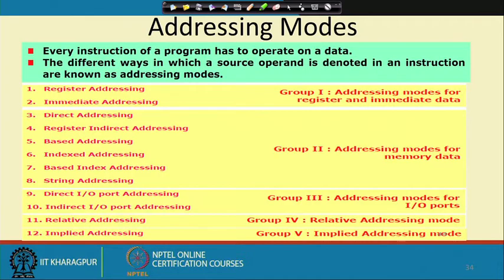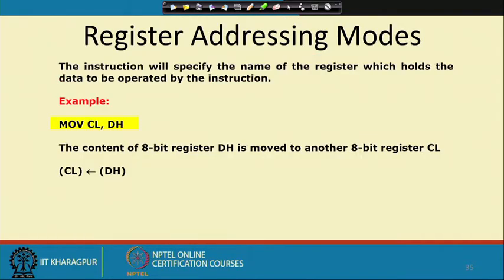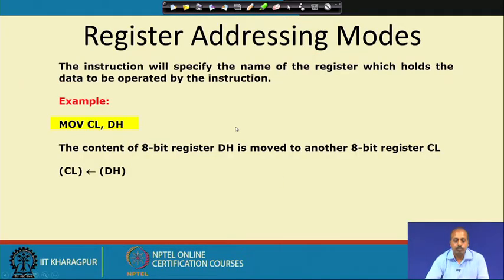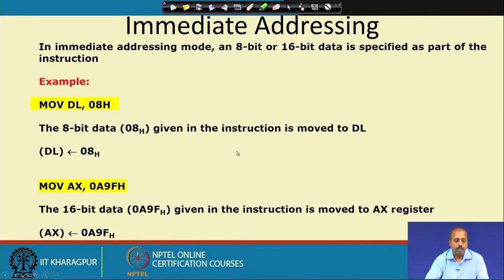Next, we come to the addressing modes. There are different addressing modes which are possible in 8086. The first is the register addressing mode. The instruction will specify the name of the register which holds the data to be operated on by the instruction, like MOV CL, DH. The values are available in the registers only: the content of the 8 bit register DH is moved to another 8 bit register CL.